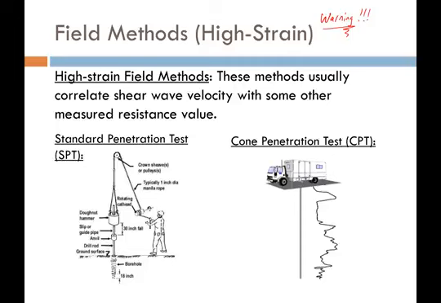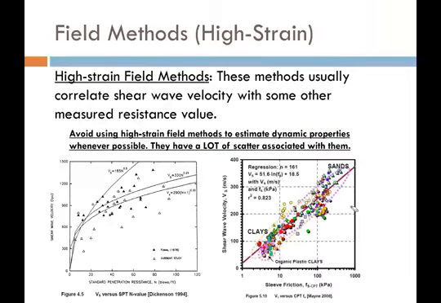We're correlating them. And so you have to be careful and understand that with high strain field methods, it's all based on correlation. We're not measuring any actual dynamic properties. So there's correlations with the standard penetration test. There's correlations with the cone penetration test. But like I said, all these correlations have lots of scatter associated with them. And so anytime you deal with scatter, you have to account for the fact that your best estimate line, whatever that is, may not actually be what the true value is.